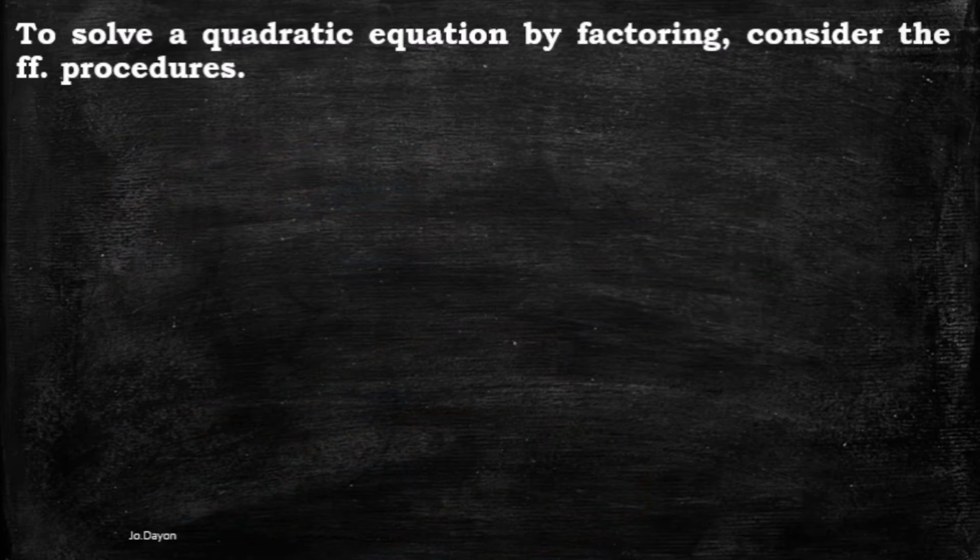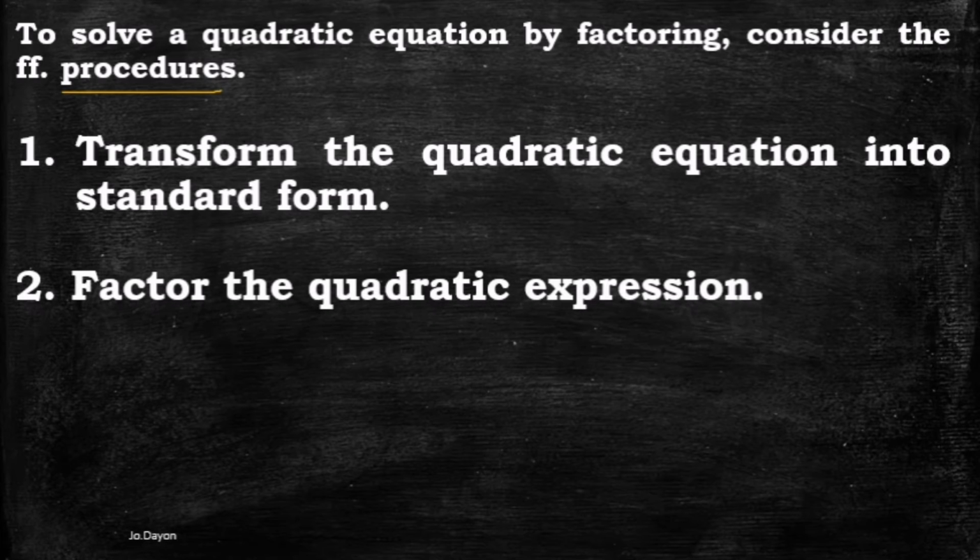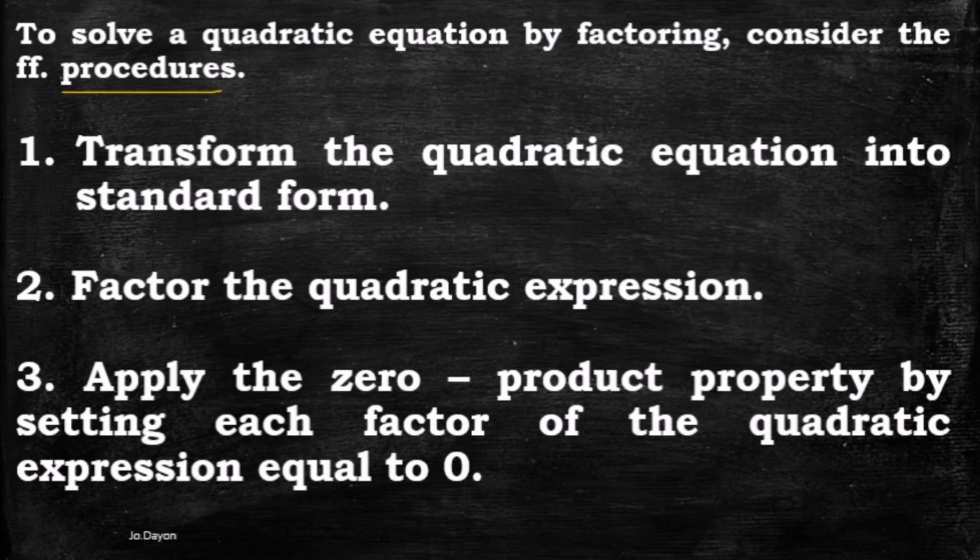So you are now ready to solve a quadratic equation by factoring. But before we go on further, let us try to consider the following procedures. Always remember to transform the quadratic equation into the standard form. The standard form is ax squared plus bx plus c equals 0, and I have discussed that one already in the previous video. Next, factor the quadratic expression. Third, apply the zero product property by setting each factor of the quadratic expression equal to 0.